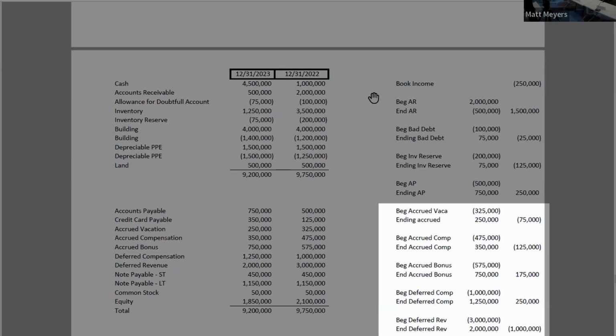So how would that work from a cash basis standpoint? Do we have cash moving on an accrued vacation expense? We don't, right? Nope. So is this another one where we're just flexing it? Yep. Okay. 100%. Deferred comp, same way. Deferred revenue, the same way.